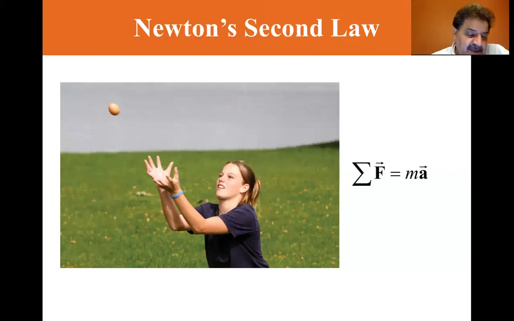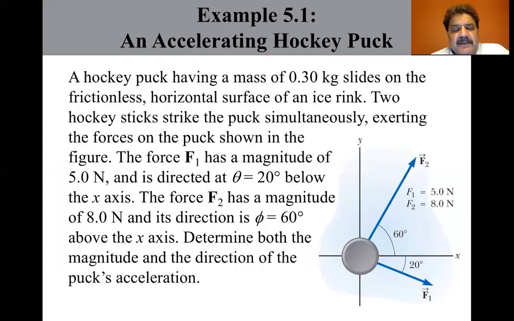Let's look at an example on the accelerating hockey puck. A hockey puck having a mass of 0.3 kilograms slides on the frictionless horizontal surface of an ice rink. Two hockey sticks strike the puck simultaneously, exerting the forces on the puck shown in the figure. The force F1 has a magnitude of 5 newtons and is directed at 20 degrees below the x-axis.